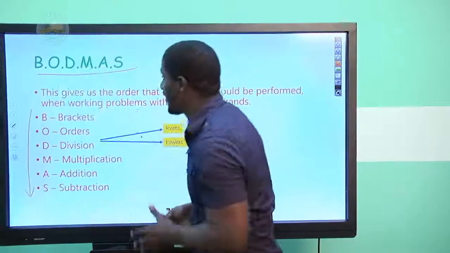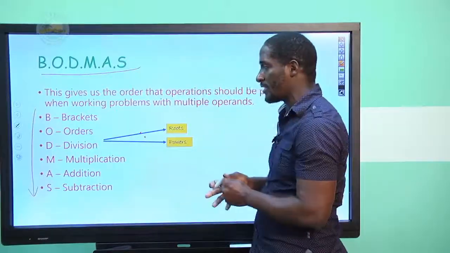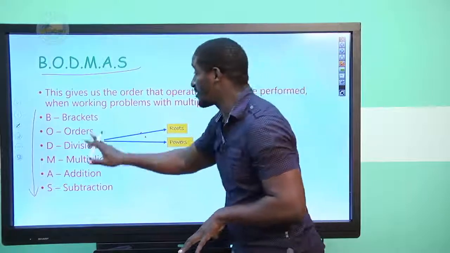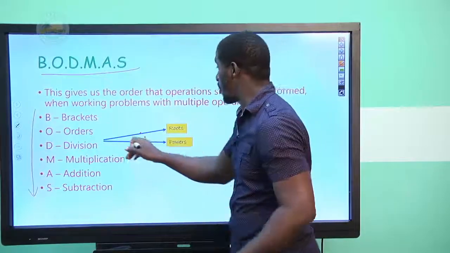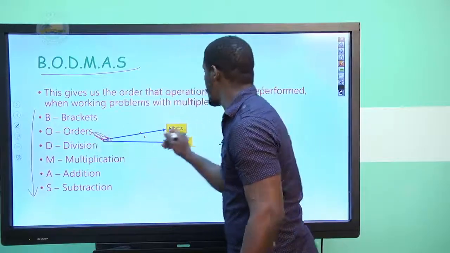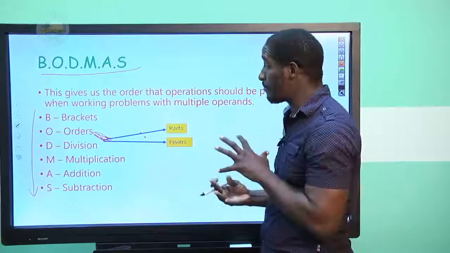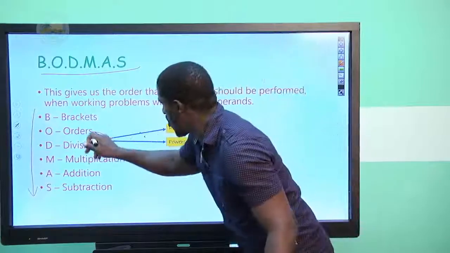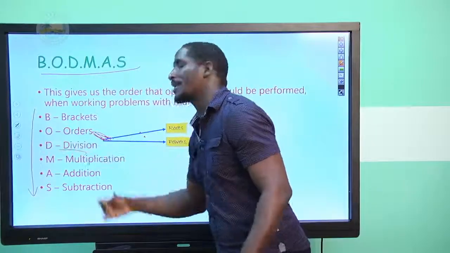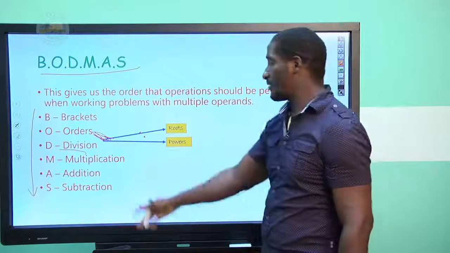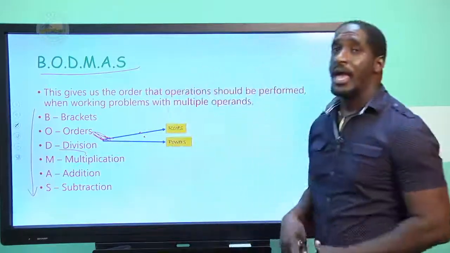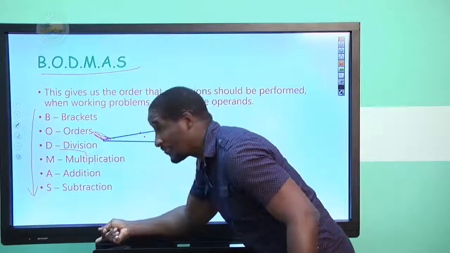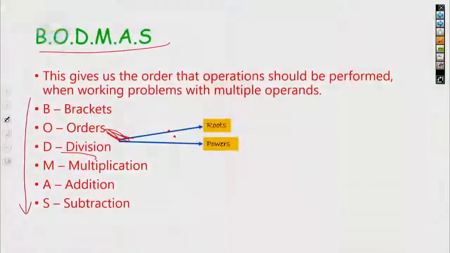So we first check if there are brackets, and work out what's in the brackets first. If there are no brackets, then we don't have to worry about that. We check to see if there are orders. Your orders here are your roots and your powers. If there are roots and powers, we work those. If there are no brackets and no orders, we then check to see if there's division. If there's division, work your division. If there's no division, work your multiplication. If you have all of these, then this is the order in which you must work them.